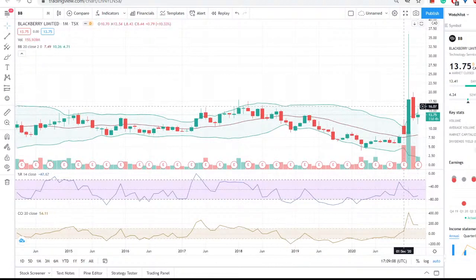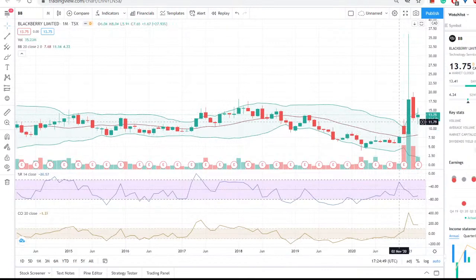Actually, this spike was because of Wall Street Bets. Exactly, yes. And they were all news driven. Now there are no more news drivers for this stock. When do you expect this stock to spike up? Why should it spike up?